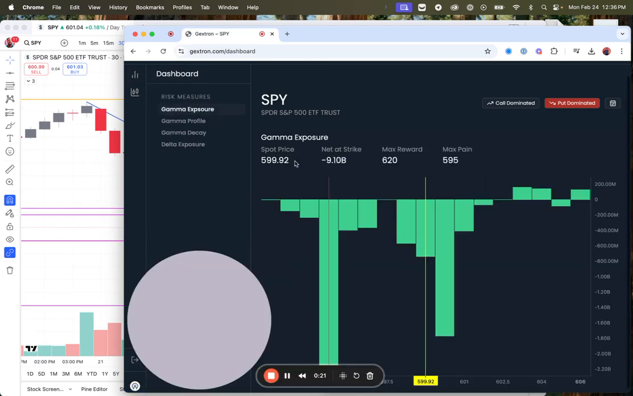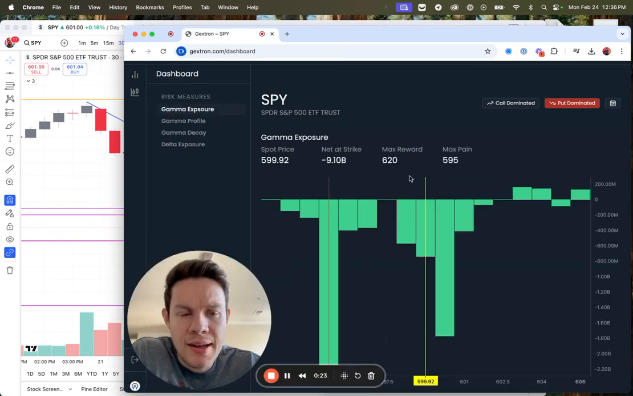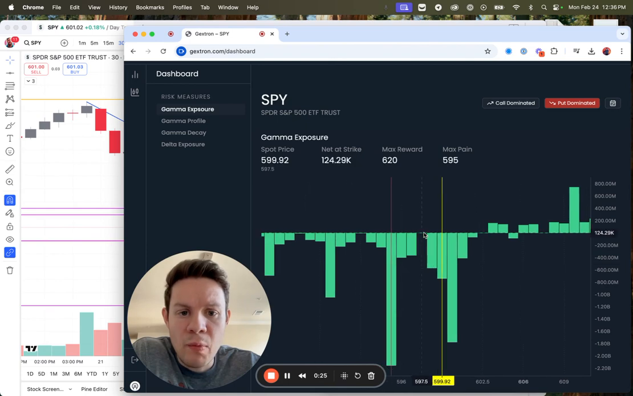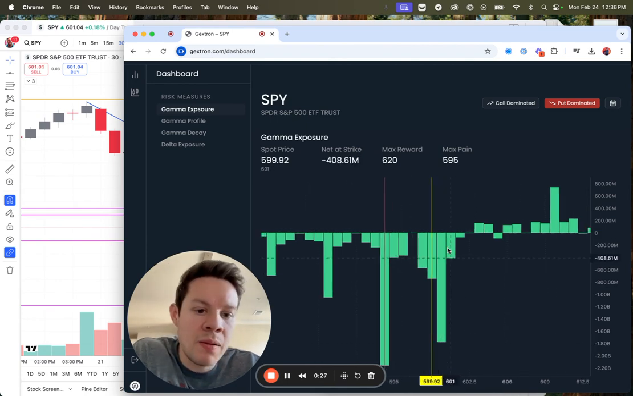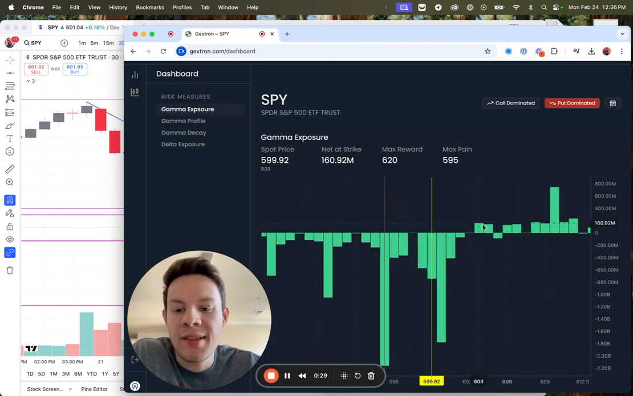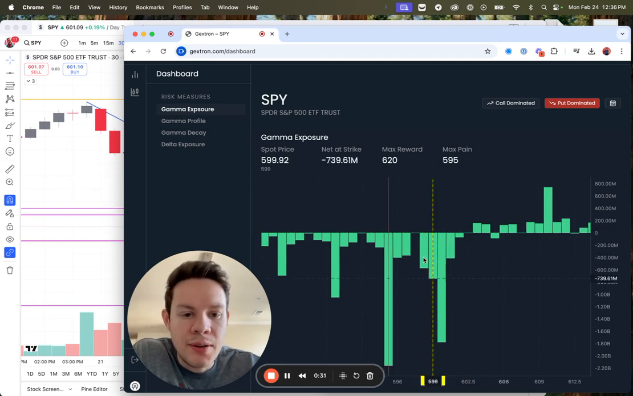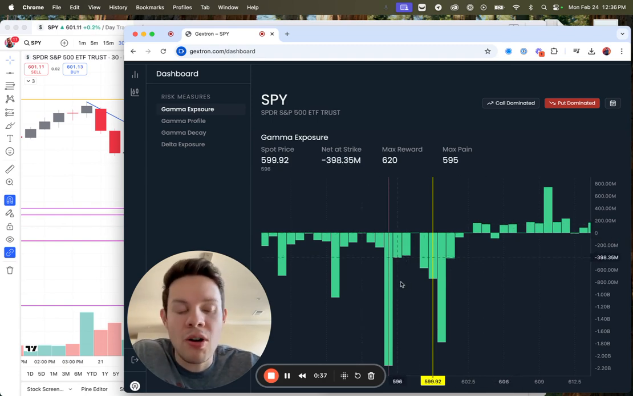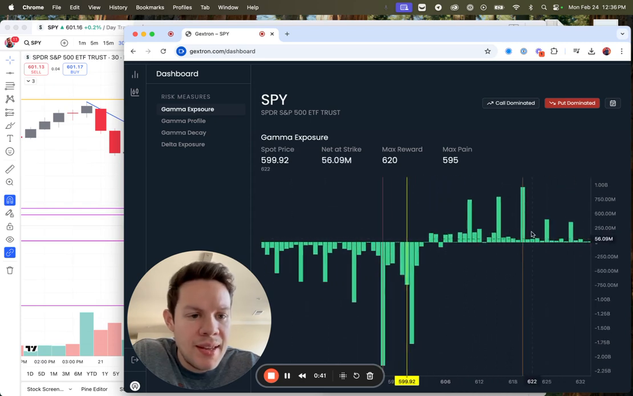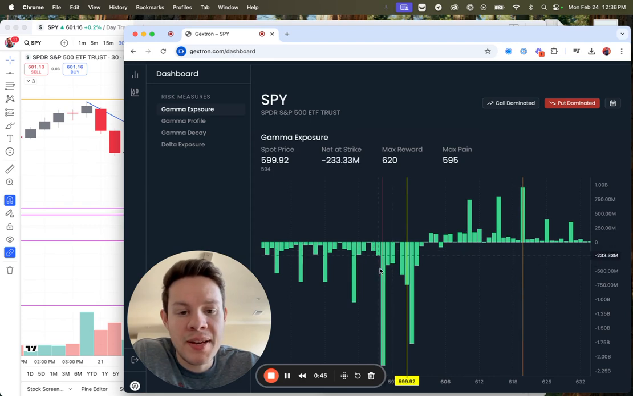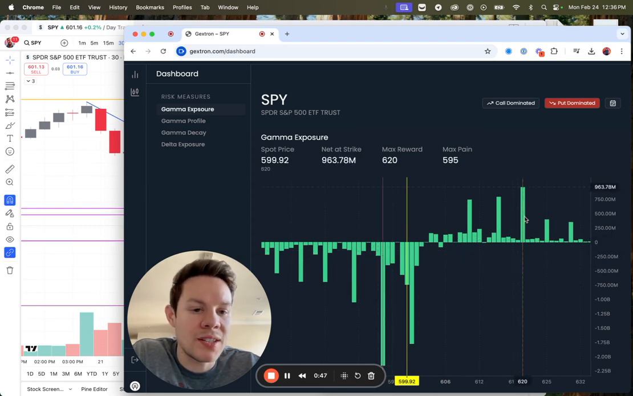So first things first, we want to take a look at where is max reward, where is max pain, where is P-trans, N-trans, and then areas of interest. And so max pain right here, you can see it's at 595, which today we got closer, which is why we took call entries. And then you can see here that at the very end, it's telling us that 620 is max reward. So max pain at 595, max reward at 620.